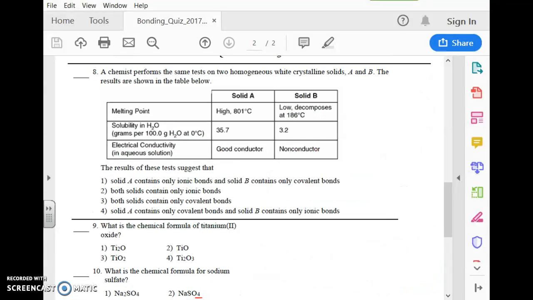Question 8. A chemist performs the same test on two homogeneous white crystalline solids A and B. The results are shown in the table below. Based upon this, you're asked what the results suggest. Well, notice if you have a high melting point, you're either going to be a metal or something ionic, without looking at anything else. If you have a low melting point, we're going to guess that you're a non-metal.